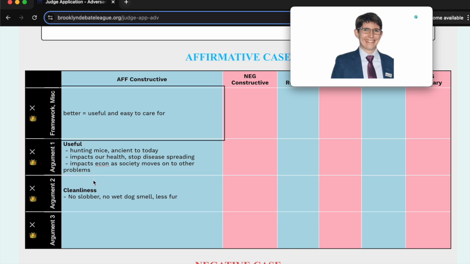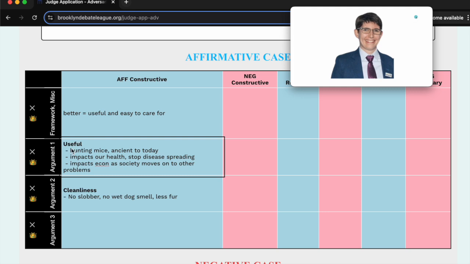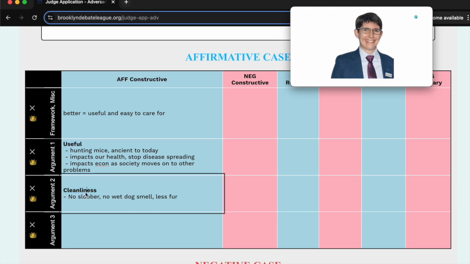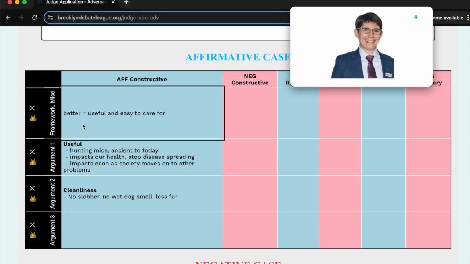Anyway, so notice Deco laid out two distinct arguments here. One was about utility and one was about cleanliness. And before that, they provided what we call a framework. So this is Deco saying, here's how we should even address this problem. When we think about what makes a better pet, what are the types of questions we should be asking ourselves? And here Deco used the definition to say, all right, better here I think should mean useful and easier to care for.